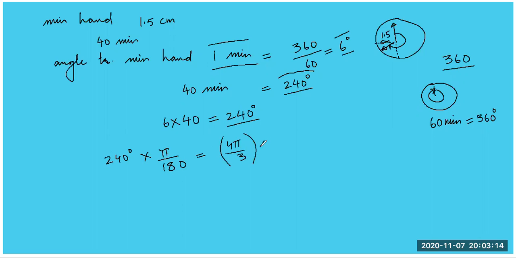Am I right? Okay. Please do the calculations. I won't be teaching you how to do calculations. 6 4s are 24. 6 3s are 18. Okay. So we have done it.